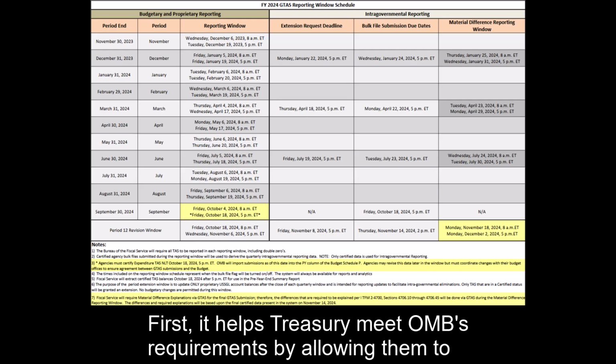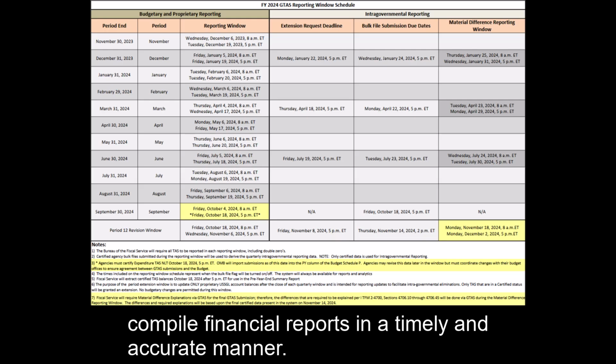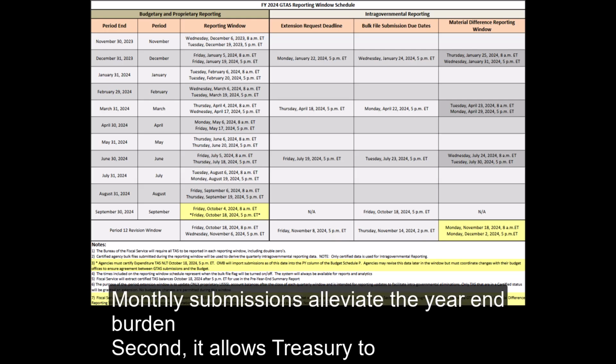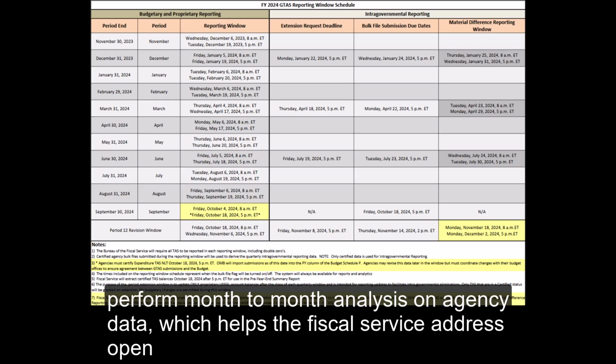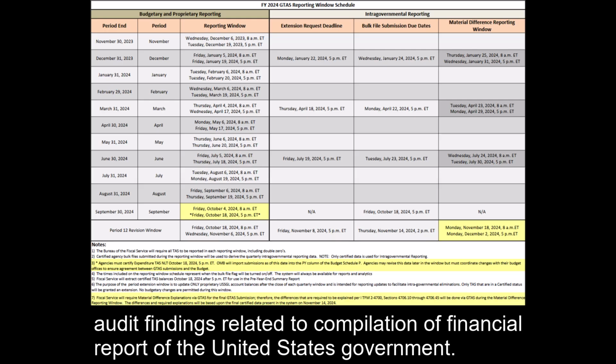First, it helps Treasury meet OMB's requirements by allowing them to compile financial reports in a timely and accurate manner. Monthly submissions alleviate the year-end burden. Second, it allows Treasury to perform month-to-month analysis on agency data, which helps the Fiscal Service address open audit findings related to compilation of financial report of the United States government.